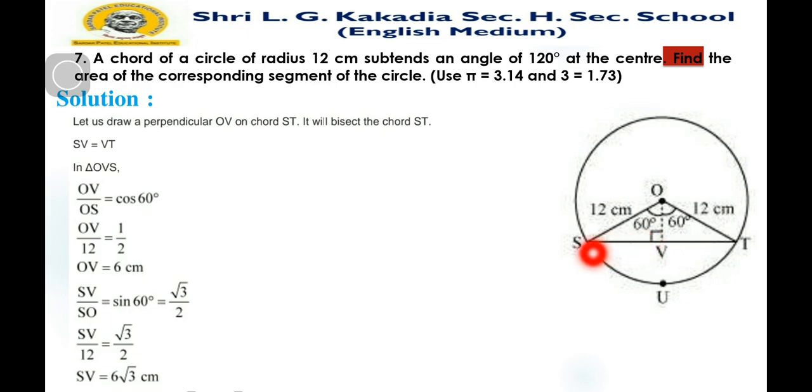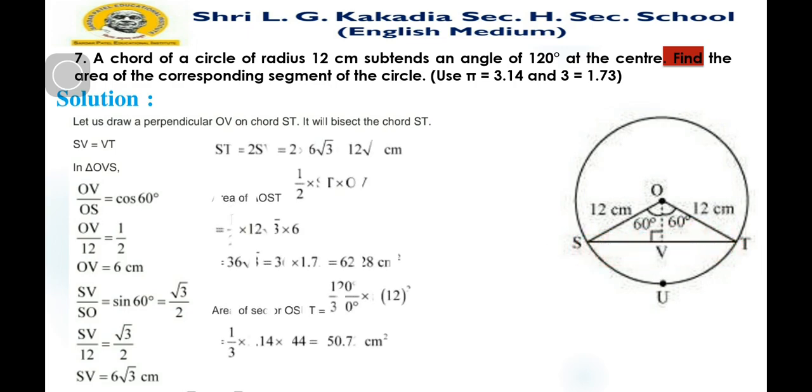Now SV is 6 into square root 3 centimeter. So ST is twice of SV. So ST is equal to 2SV, which is equal to 2 into 6 square root 3, which is 12 square root 3 centimeter. So we have the value of chord.